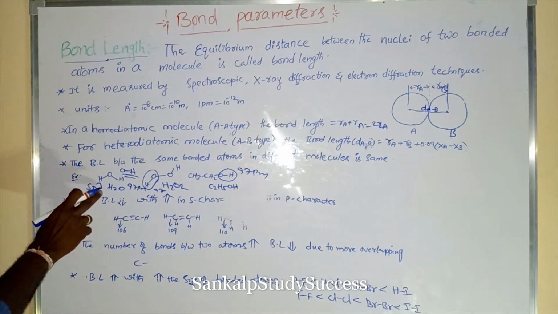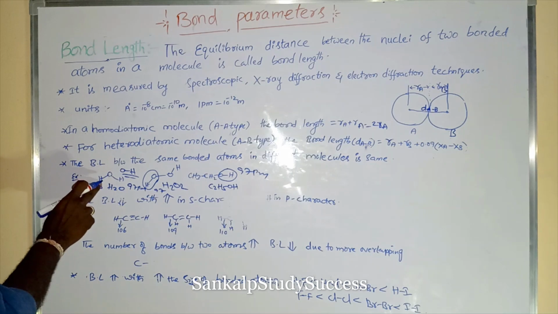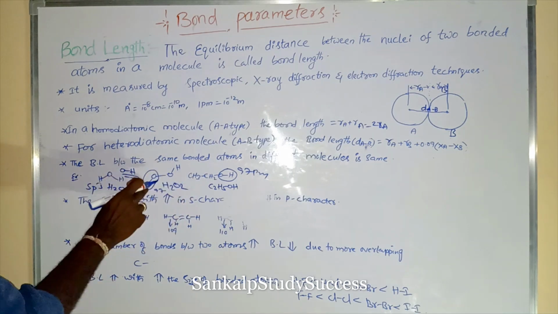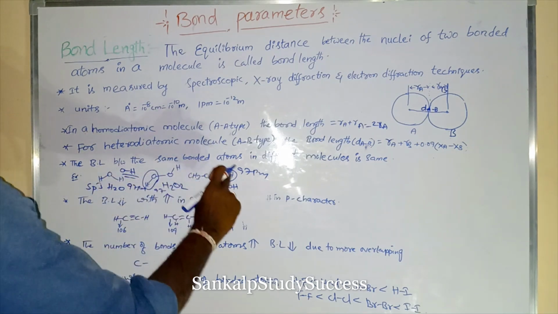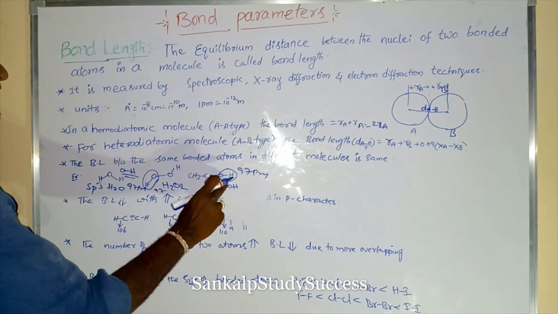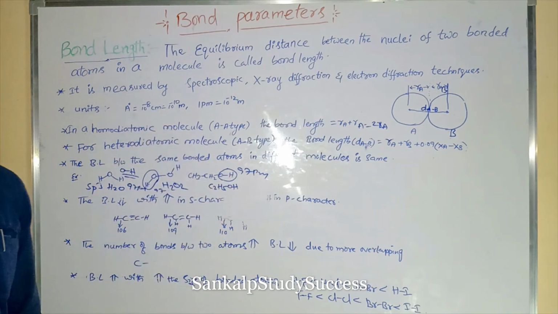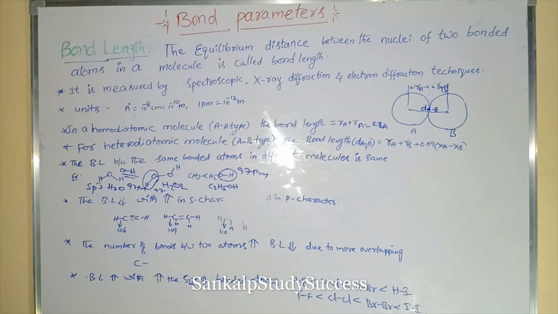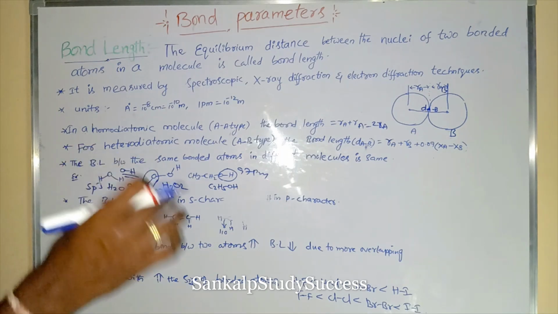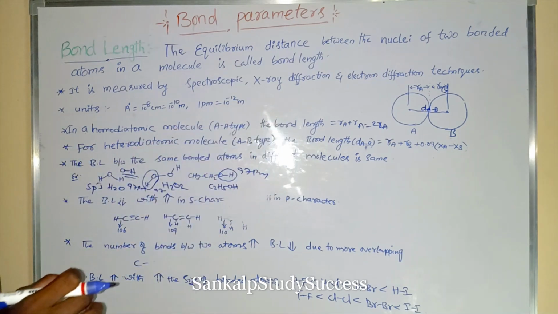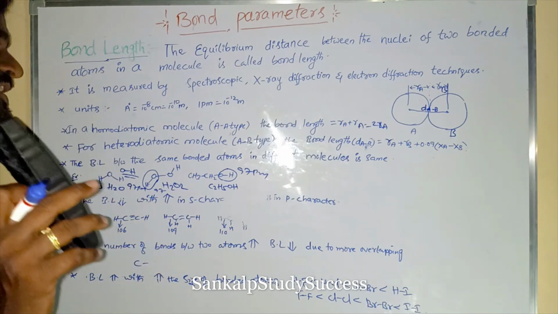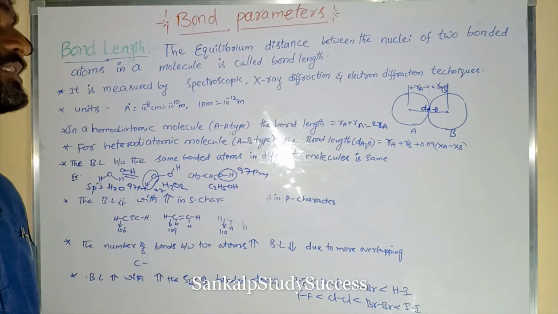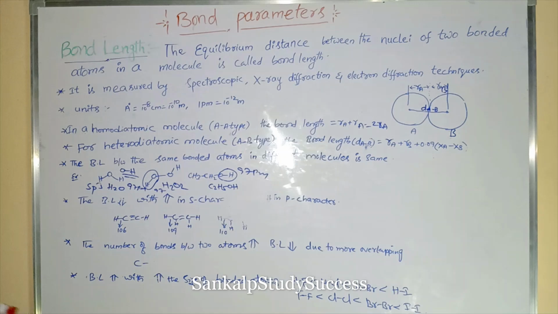In H2O, the bond length of OH, in H2O2, the bond length of OH, and in ethyl alcohol, the bond length of OH are the same, because all have similar hybridization. So that is the important point: the bond length between the same bonded atoms in different molecules is the same.